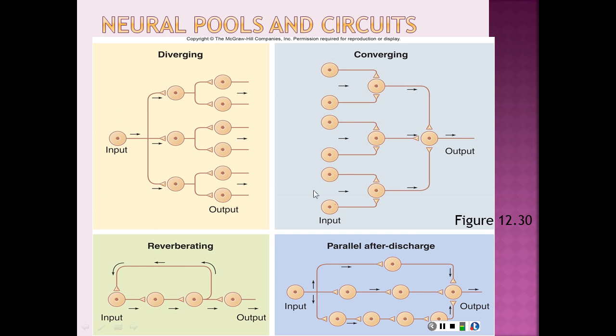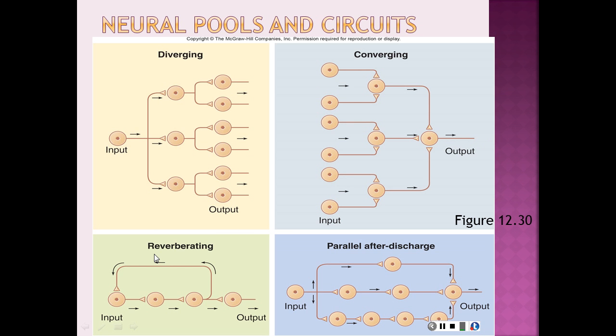And the convergent, what do we have here? We have input from different neurons. So here are neurons here, a lot of input from different neurons. Then it's funneled down into just one neuron. This is our output. So we have input from several neurons, and it's funneled down into just one, where one neuron is giving output signals to the particular target.